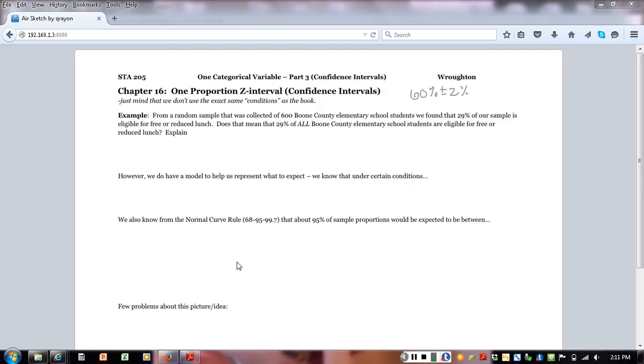And so that's what we're going to cover, is how these are actually calculated, how do they come up with that plus or minus part, and the motivation behind it as well. So we're going to start by talking through an example. We had a random sample that was collected of 600 Boone County Elementary School students, and of those, 29% of our sample was eligible for free or reduced lunch.